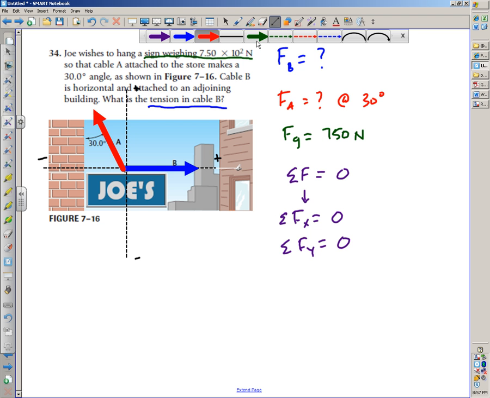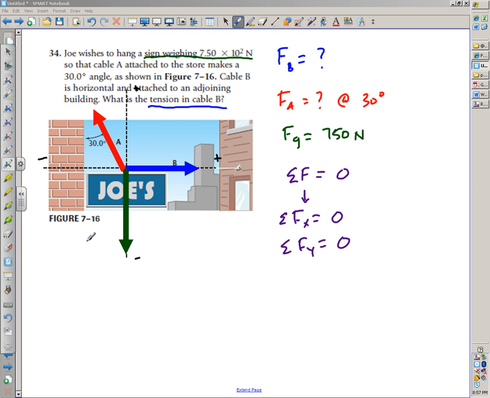The only force that we do know in this problem is actually the force of gravity. In all the other problems, we've just neglected that. We've been looking at it from the top. But here, because we're looking at it from the side, gravity plays an important role in this problem. And it told us that gravity is 750 newtons.